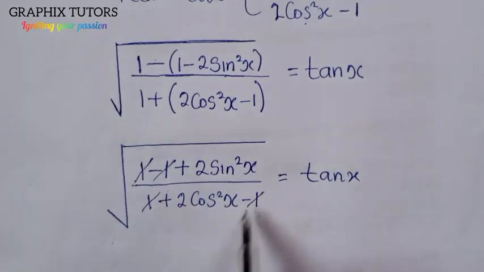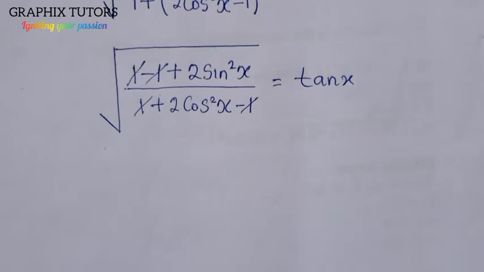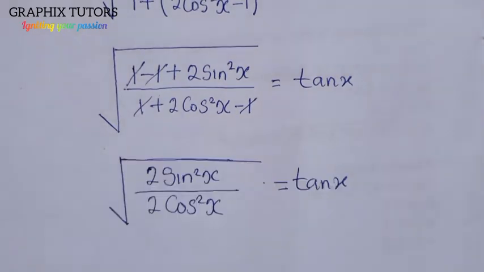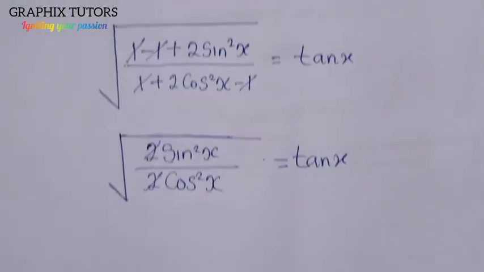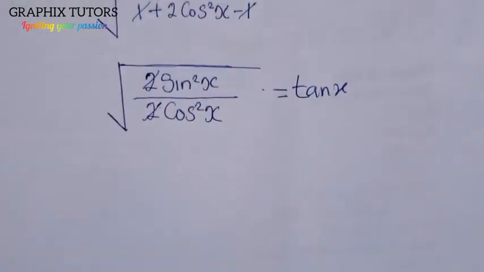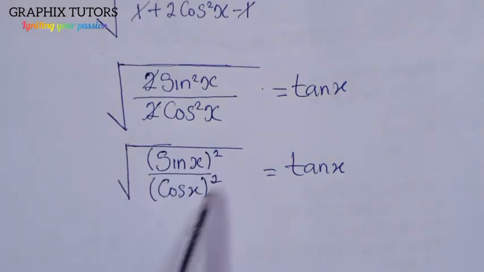Now minus 1 will equate plus 1. Plus 1 will equate minus 1. And we are going to be left with this. 2 sine square x over 2 cos square x. The square root of that. Now if you look at it, this 2 will equate this 2, and we'll be left with sine square x over what? Cos square x, right? The square root of that.